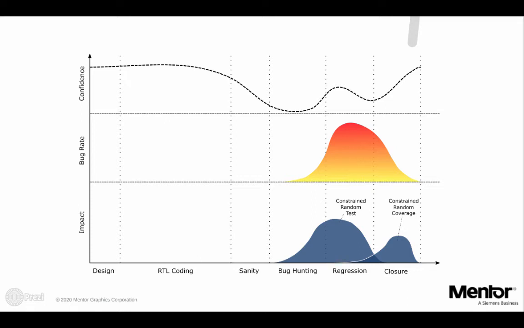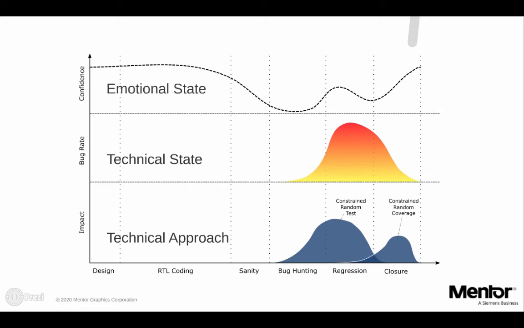At each progression, we'll take techniques directly from the ideal timeline and combine them into what we'll call our technical approach. We'll rate the effectiveness of each technical approach by plotting the technical state of the design. And we'll do that by estimating bug rate across development. And finally, we're going to do something a little bit out of the ordinary and guess at the overall emotional state of the team during development.